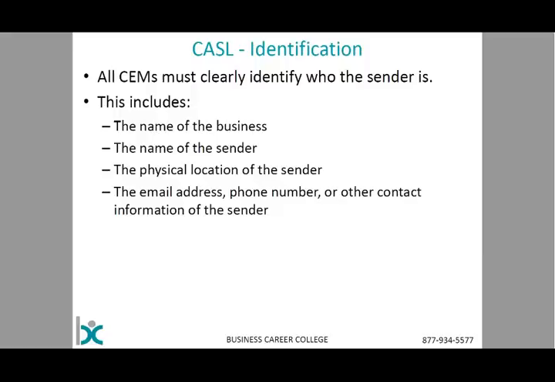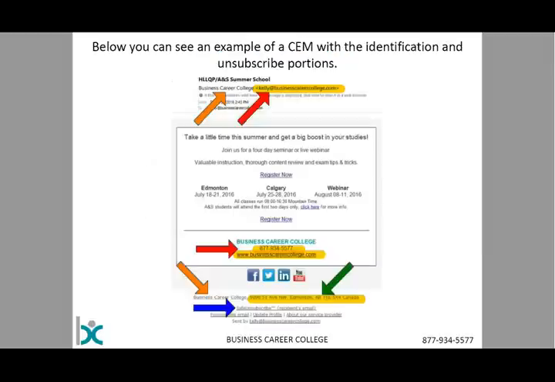The third and fourth parts that you want to identify in a message are the physical location of the sender, and the email address, phone number, or other contact information of the sender. The physical location is required in the commercial electronic message, as well as some other way to contact the sender. You don't have to have the email address, phone number, and another contact method for the sender, but you need at least one of those things in place.